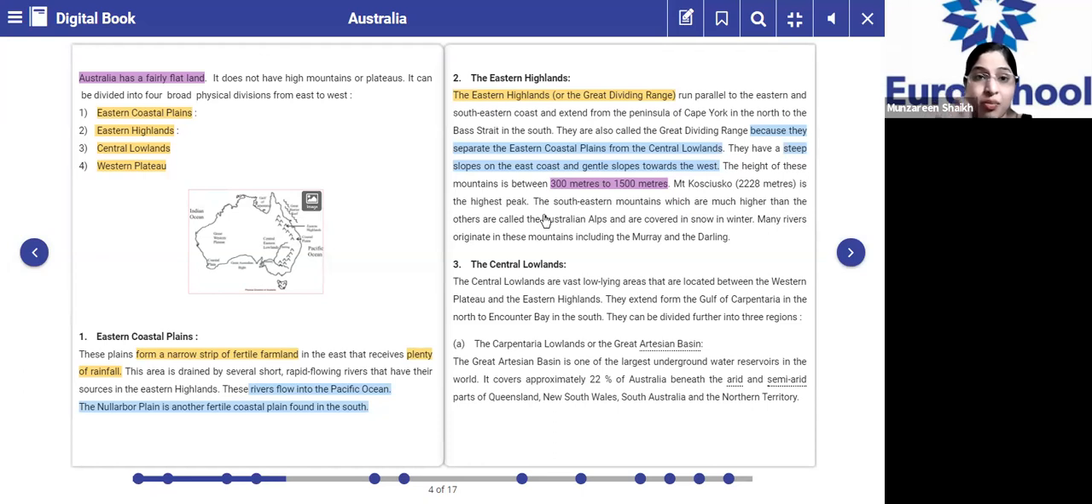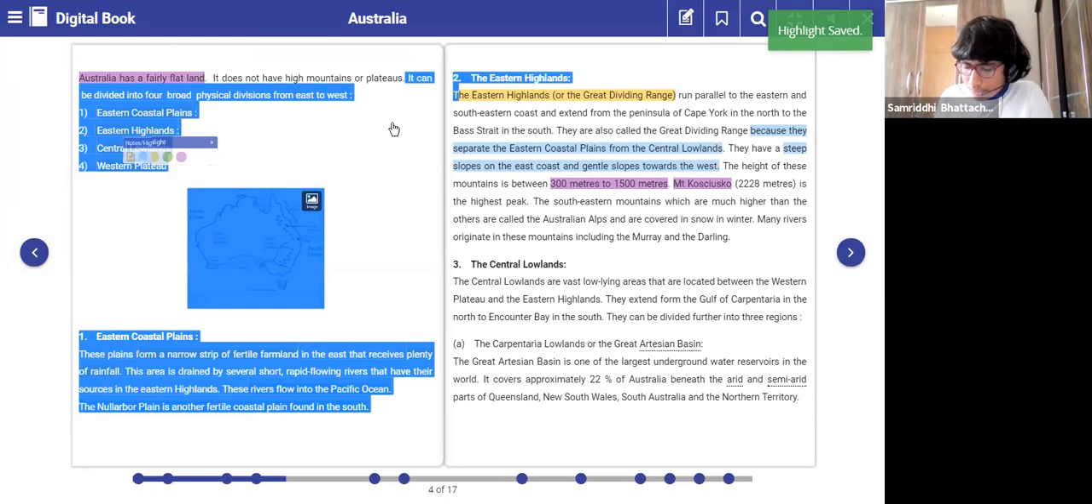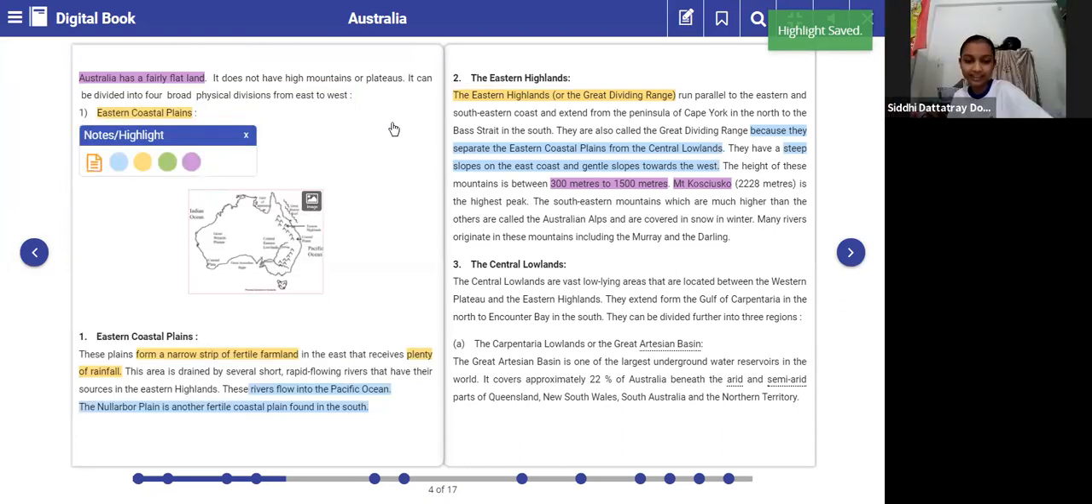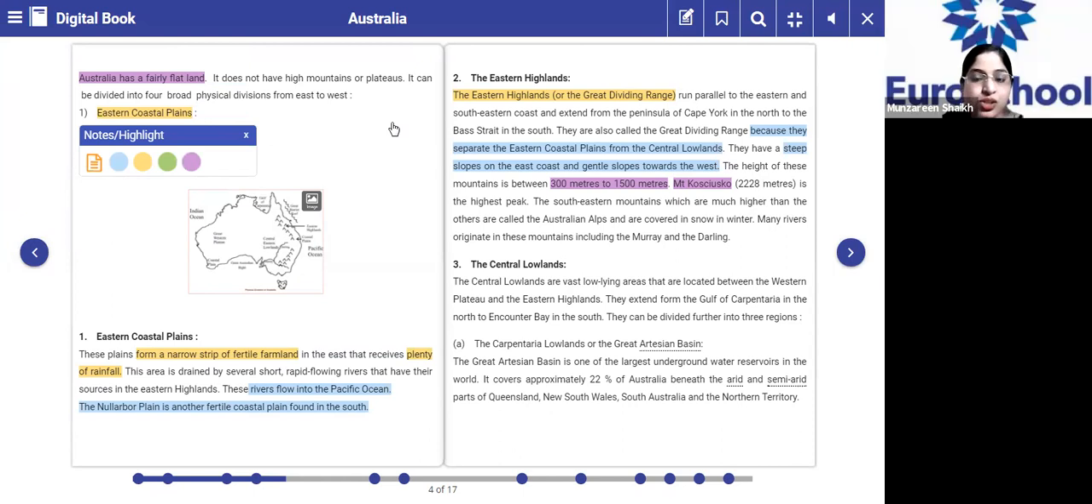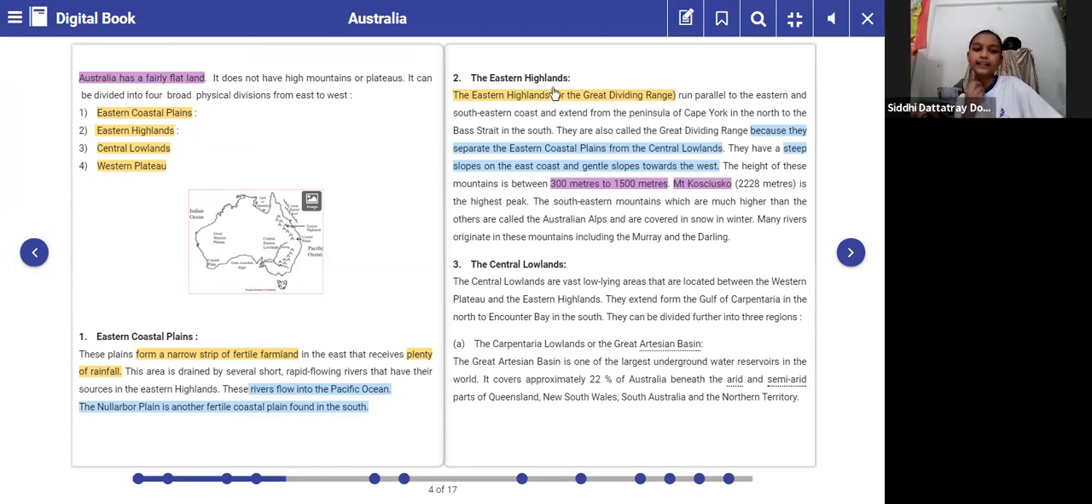Just underline the name of the mountain. You might get that, dash is the highest peak. Which is the highest peak over here in the highlands? Mount Kosciuszko. Please repeat. Mount Kosciuszko. Okay, it is the highest peak.